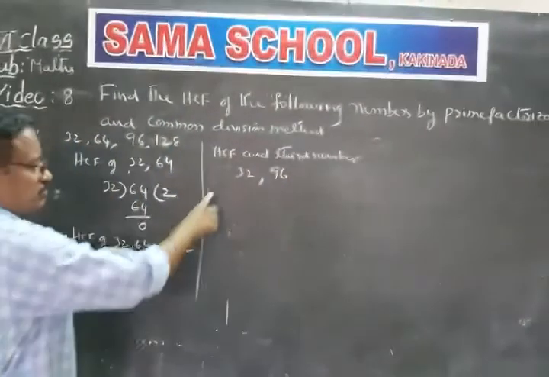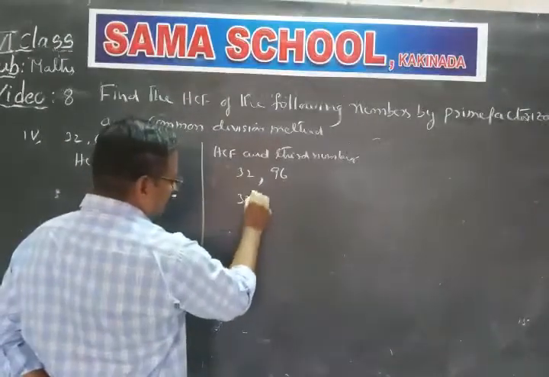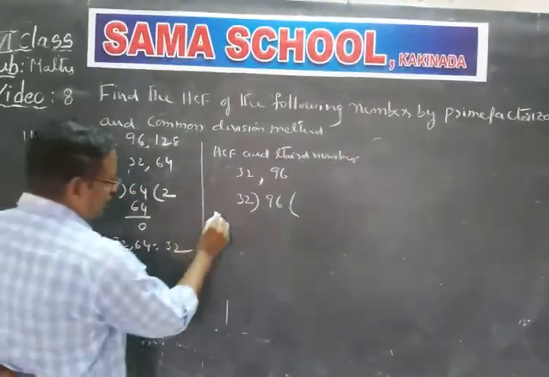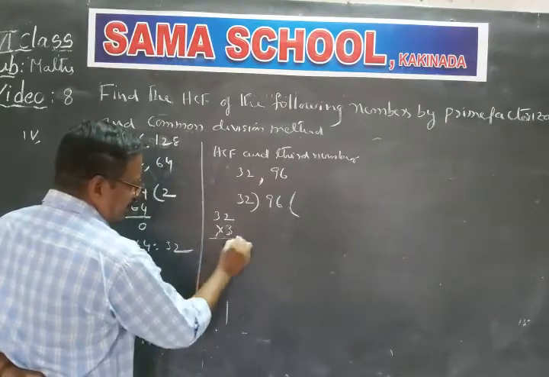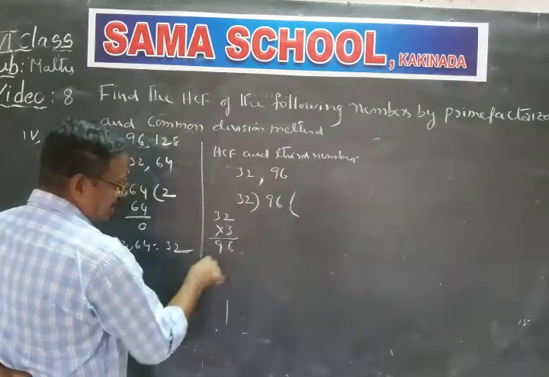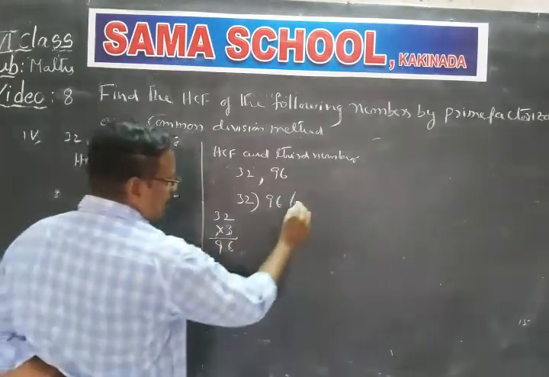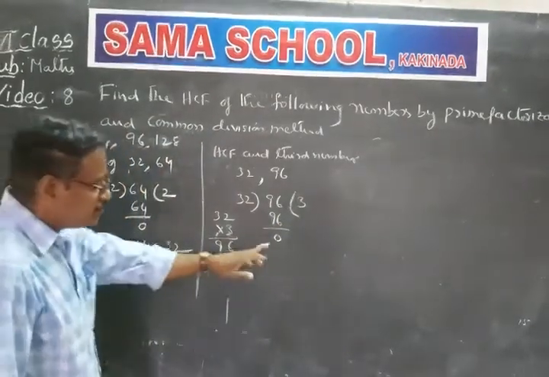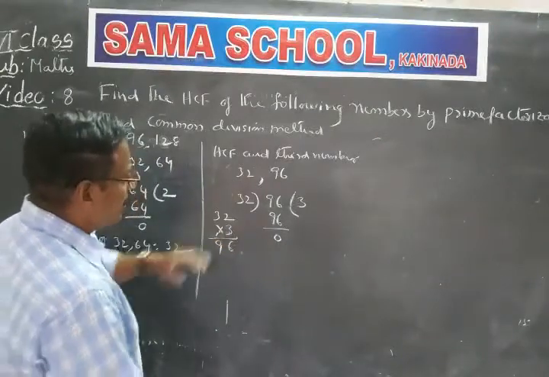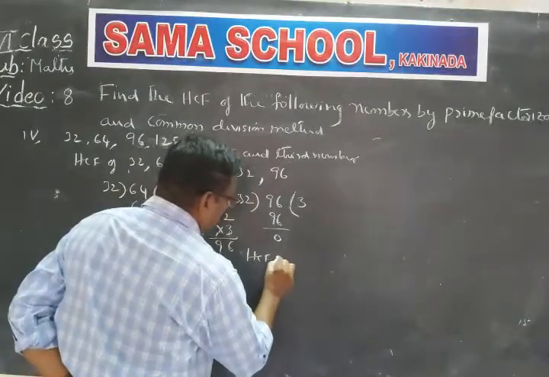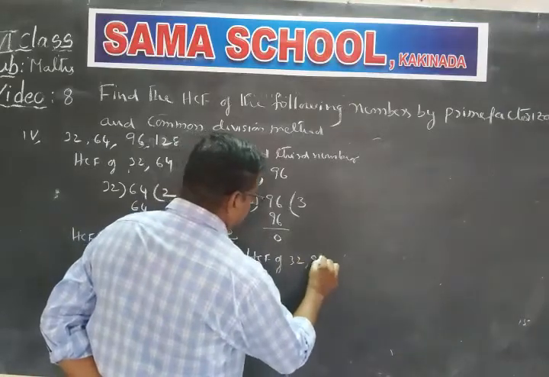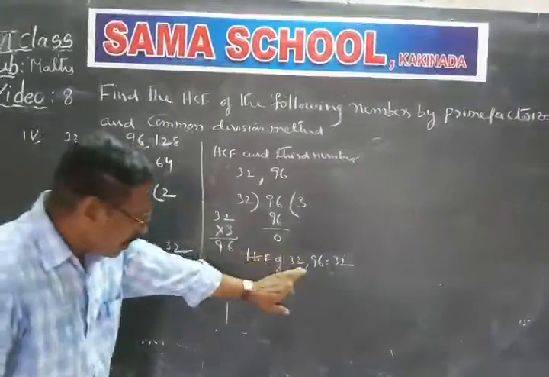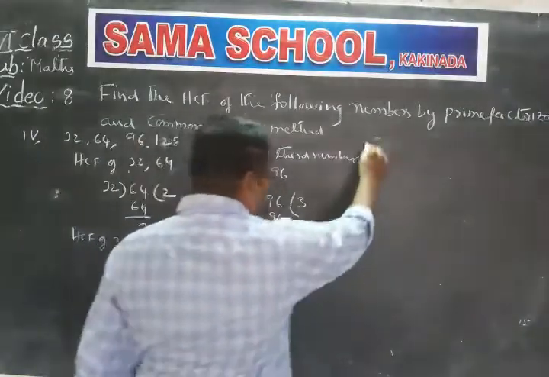Now divide the big number by the small number, 96 by 32. How many times divisible? 32 into 3. 3 2s are 6, 3 3s are 9. We get the answer 96. 32 3s are 96, and we get the remainder 0. The last divisor is 32. So the HCF of 32 and 96 is equal to 32.